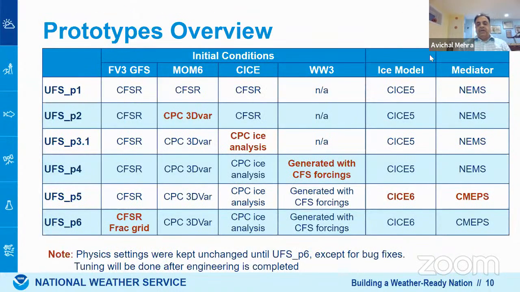So as I mentioned, we have been conducting prototypes, and we've completed 6 of them so far. Each one of them using specific initial conditions as shown here in the table. We switched from CICE5 after prototype 4 to CICE6 with 5, and also switched from our legacy NEMS mediator to CMEPS. And with prototype 6, for the first time, we introduced a fractional grid to address the accuracy of flux computation, especially near the coastlines.